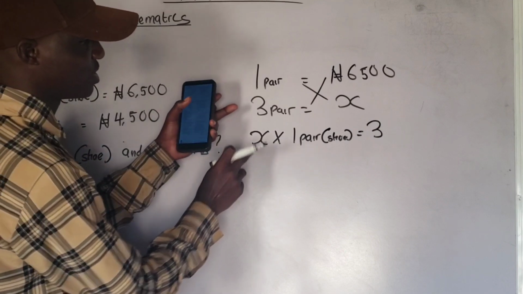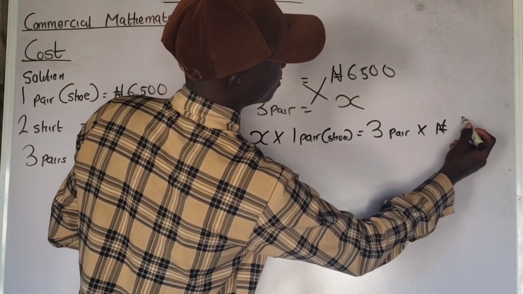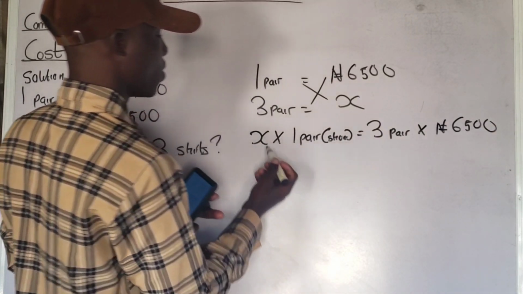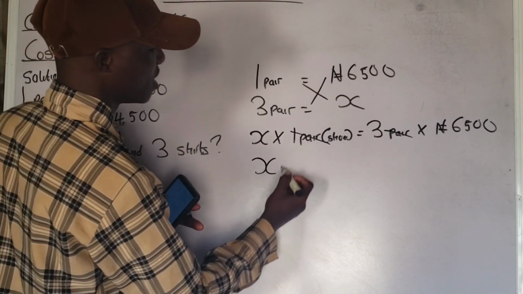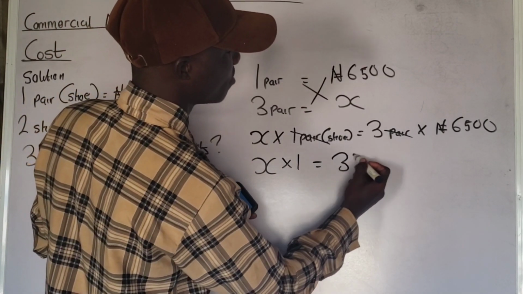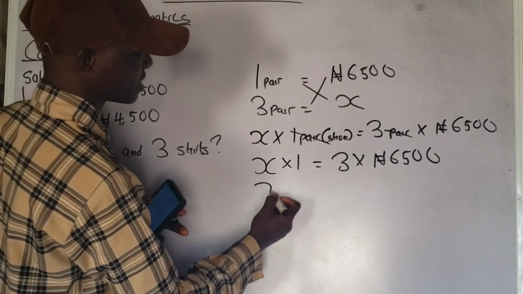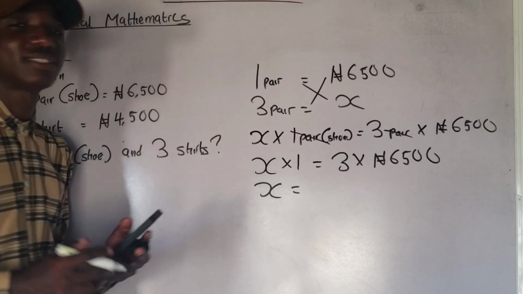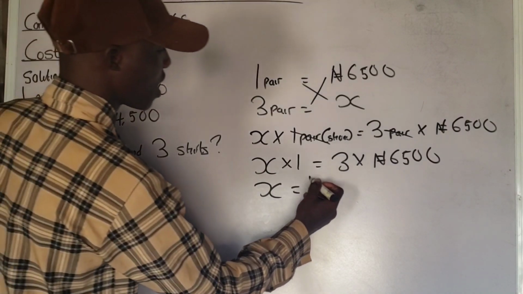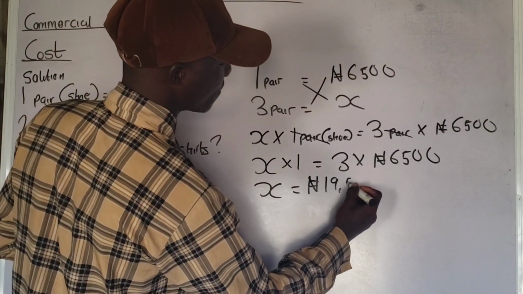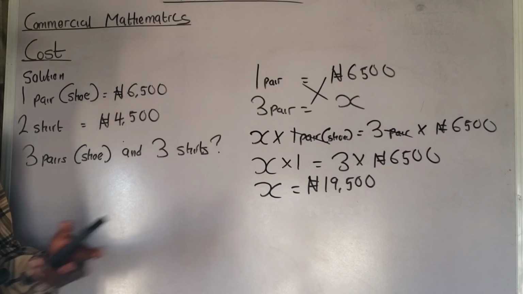You understand? Please pay attention. This 3 pair of shoe multiplied by 6,500 naira. Okay, so here we cancel this pair. You understand? So I'm going to have x multiplied by 1 is equals to 3 multiplied by 6,500 naira. That means that x will be equals to 3 multiplied by 6,500 naira. That will give us 19,500 naira. So I'm going to have x is equals to 19,500 naira. So this is the cost of 3 pair of shoe.